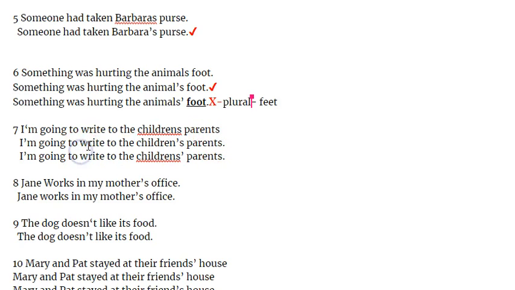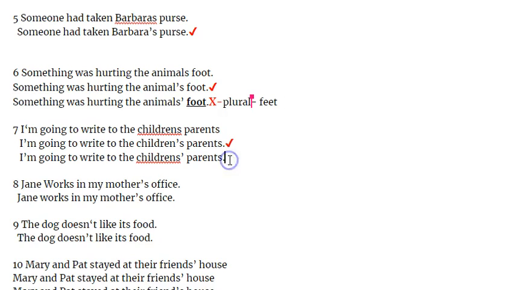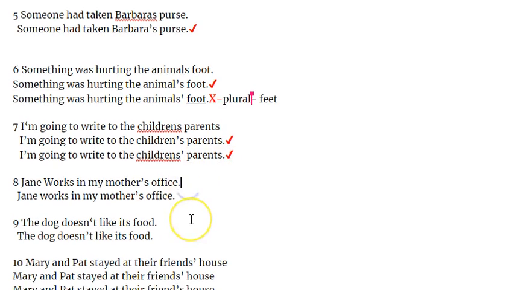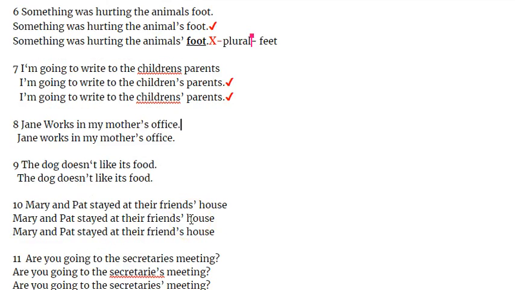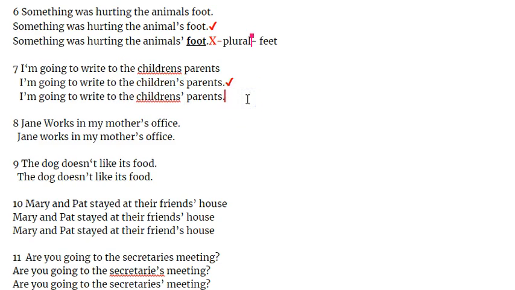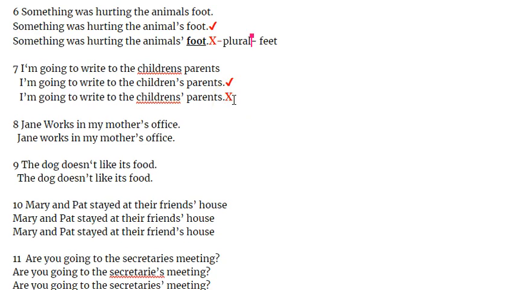Okay. So number 7, I'm going to write to the children's parents. Okay, clear? Why children? It's wrong because there's no plural form for the word children. That's exactly the plural form. Maybe you can change it into child's.